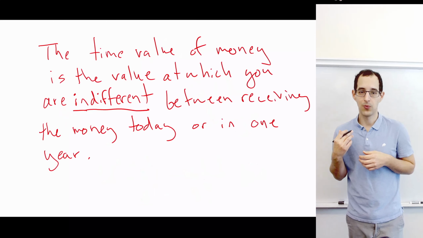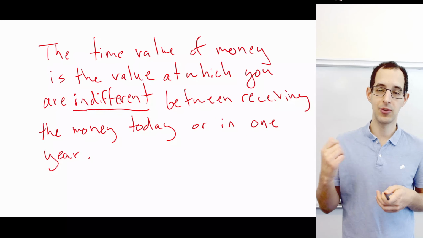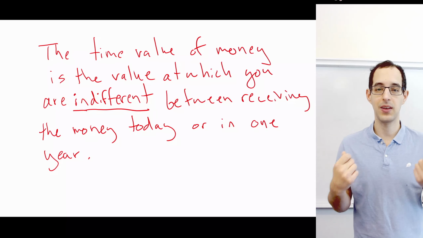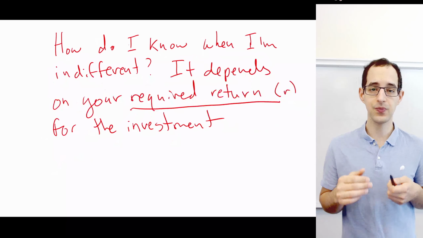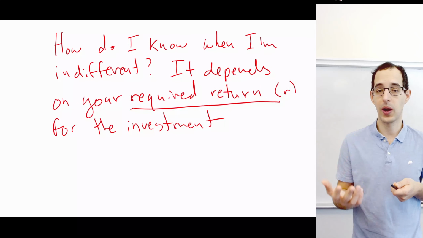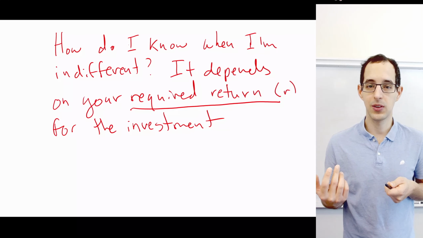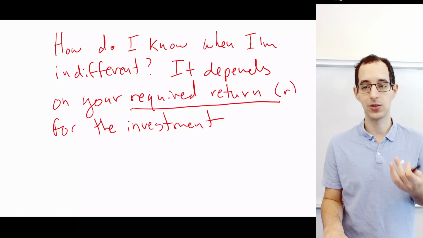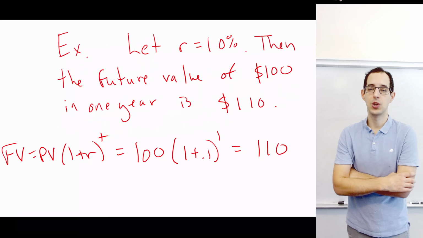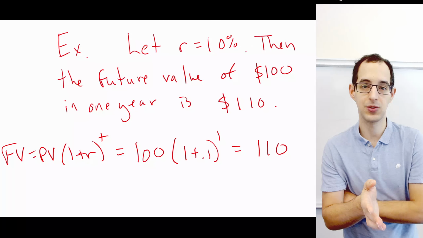So one way to define the time value of money is the amount of money, right, that I need to offer you in the next year that'll make you indifferent between getting the money today and getting the money in the future. And that point of indifference is going to depend on the required return you have as an investor. If you have a required return of 10%, right, which is going to be the example that we have here, then you would be indifferent between $100 today and $110 in the future.